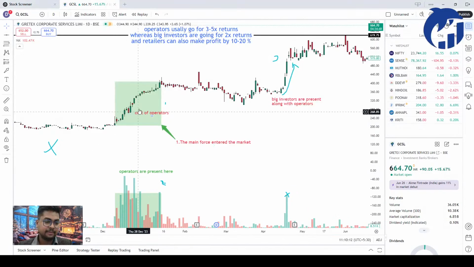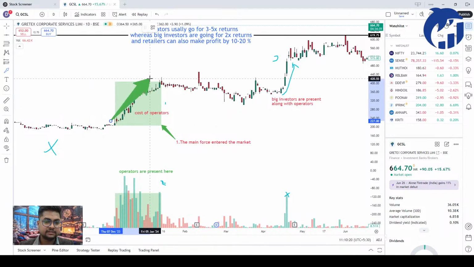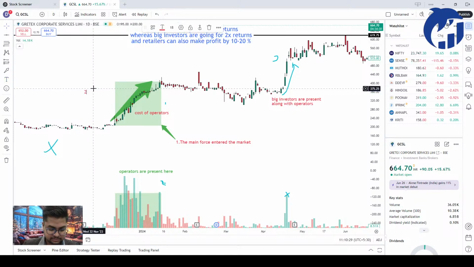So we will just mark where the market is rising. From this level to this level, the market is rising continuously. So from this to this, from 200 to 400, we'll just write the market has risen. So this will be our second point, right?